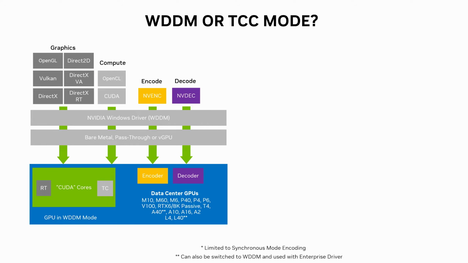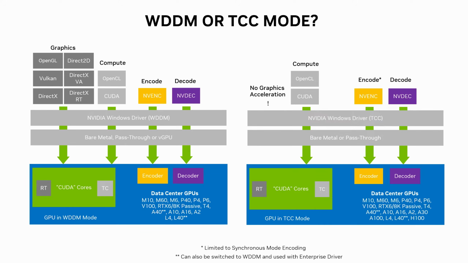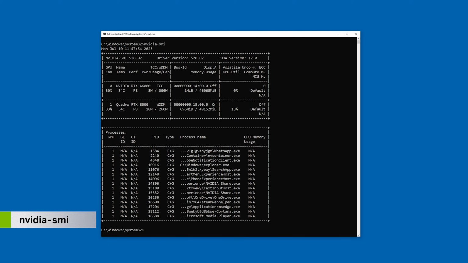By comparison, if you take a look at TCC mode or compute mode, you have access to the encoder and decoder, you have access to compute resources, but we don't have the ability to render 3D graphics. While doing some testing, you might want to look at your GPU and find out what mode it's in. That's a really simple thing to do. All you need to do is run the NVIDIA-SMI command inside your virtual machine or on your bare metal server, and it'll give you information on whether it's in TCC mode or WDDM mode.